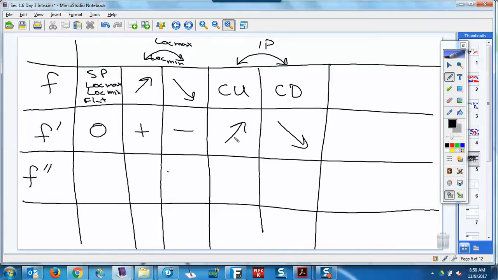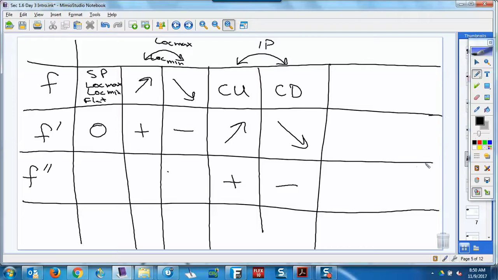If F prime is increasing, what's F double prime? Positive. And if F prime is decreasing, what's negative? And then now we can see, okay, now what's missing? In other words, pretend this is our F prime row, right, down here. Well, we got our positive or negative. What are we missing? Yeah, you're missing a big one, though. The 0. Let's get that one in there.